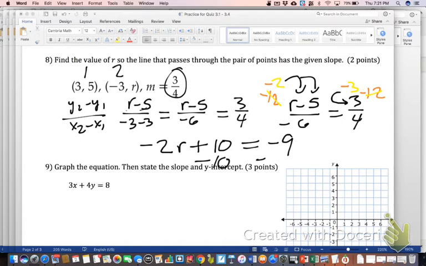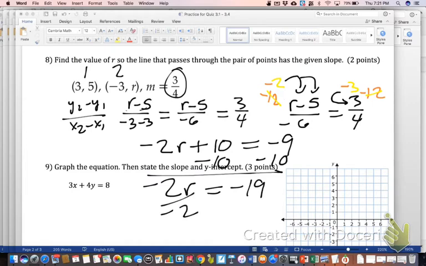I'm going to subtract 10 from both sides. That leaves me with negative 2r is equal to negative 19. Divide both sides by negative 2. R is equal to 19 over 2.